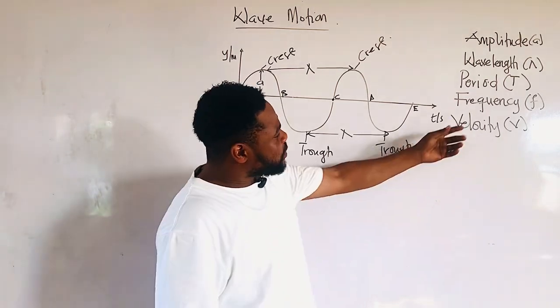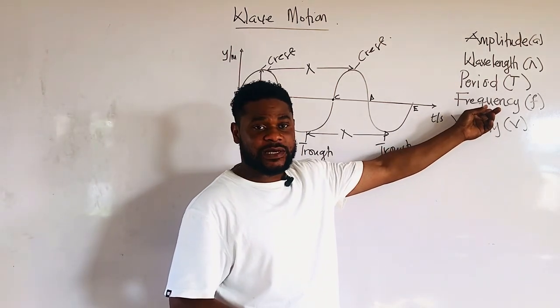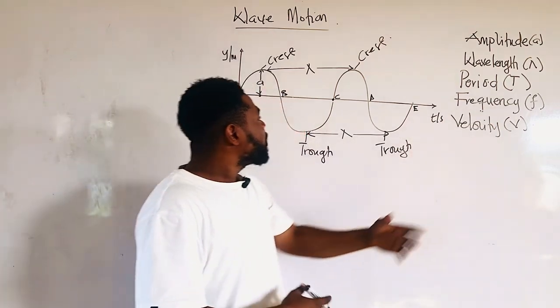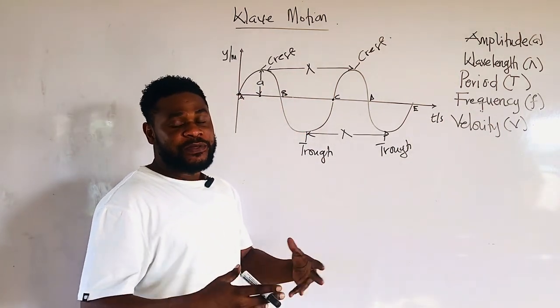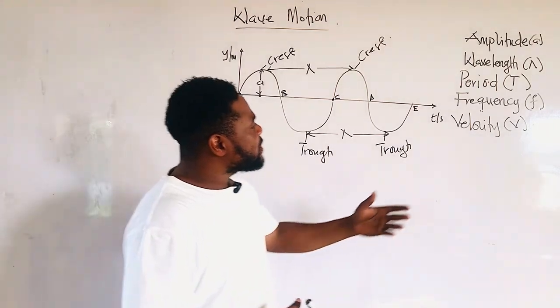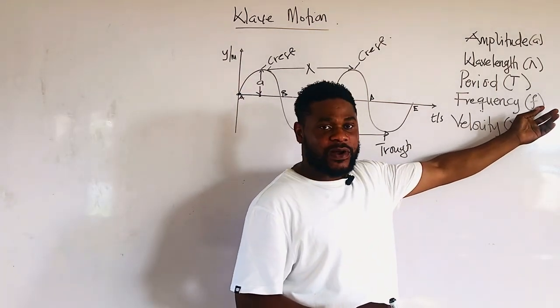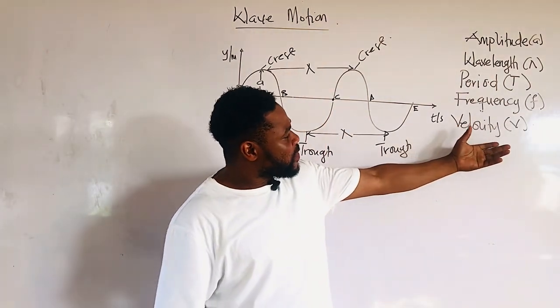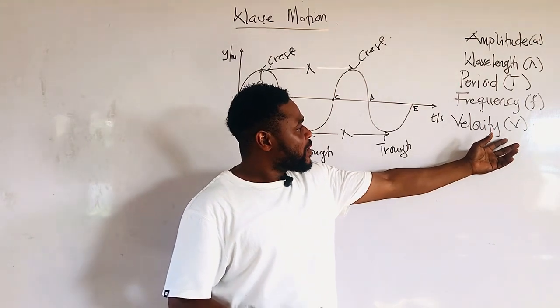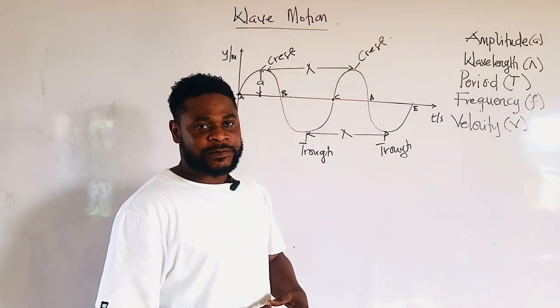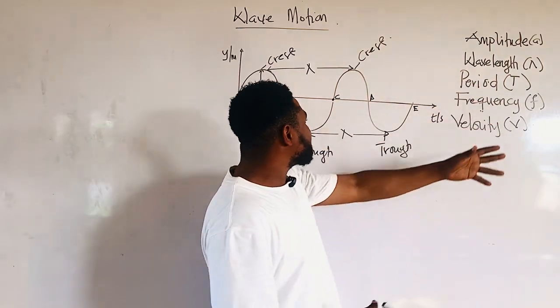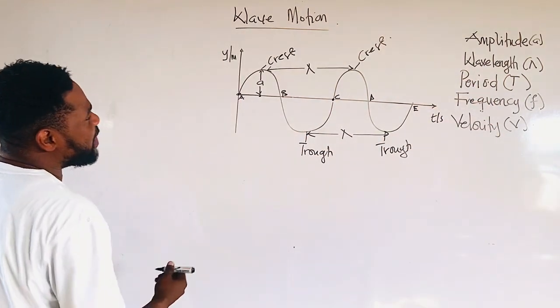All right, let us also look at another term called frequency. When we say frequency, it is the number of complete oscillations made by a wave in 1 second, and it is measured in hertz. All right, let us also look at velocity of a wave. It is the distance traveled by the wave in 1 second. All right, with this definition, let us look at some formulas here.